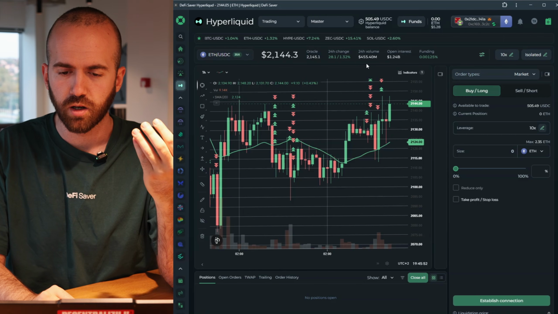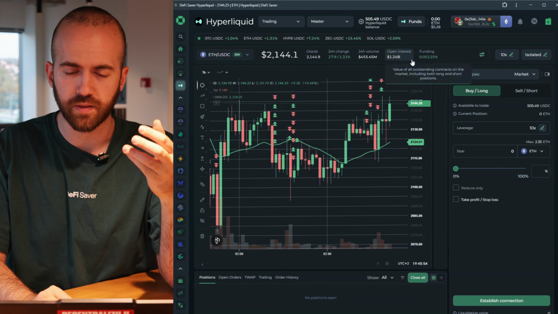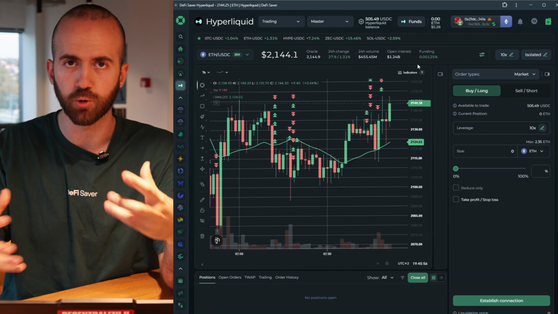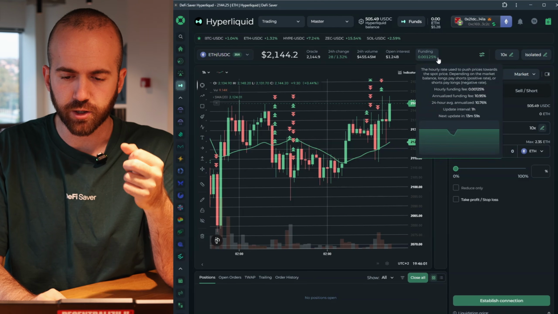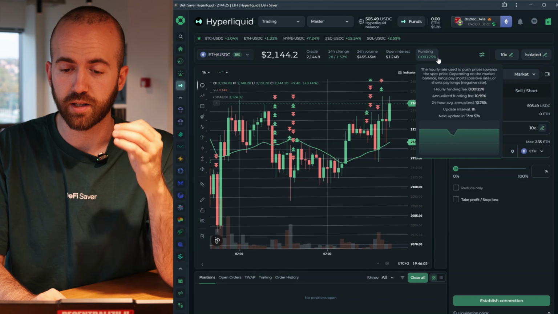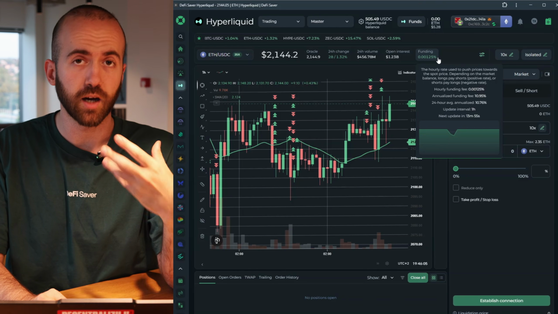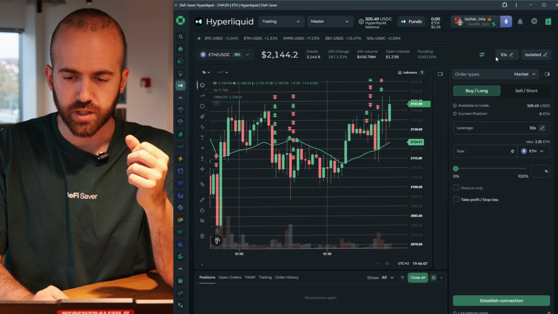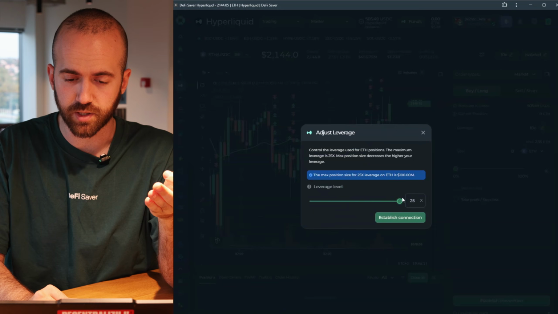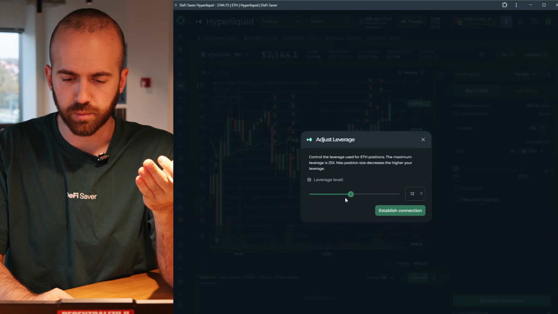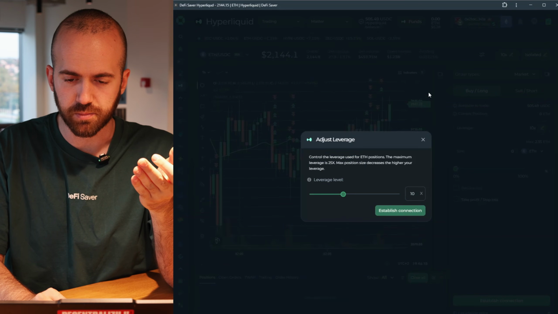You can see the volume, the open interest, and that's just the amount of liquidity in the short and long perp positions. And we can also see the current funding fee as well as when is the next funding fee update. Next up here, we can see the leverage amount. So ETH has a 25 times leverage amount. For our example, let's just go with 10 times.